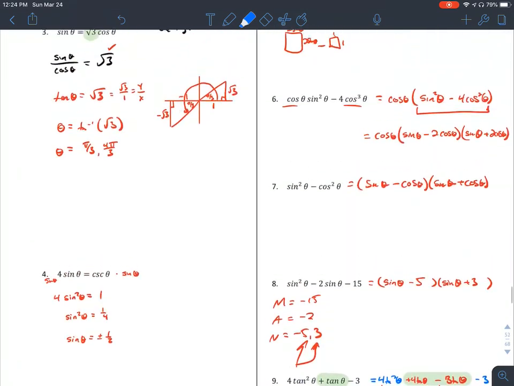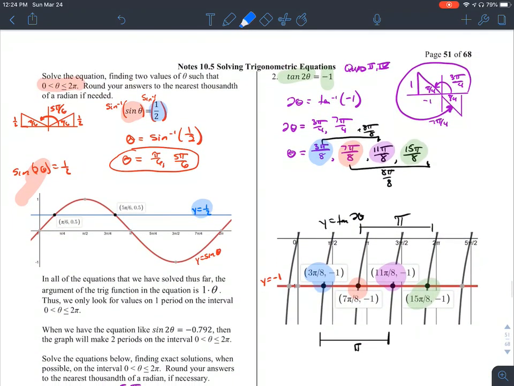That concludes the notes. I think I ended up doing all the examples for section 10.5.